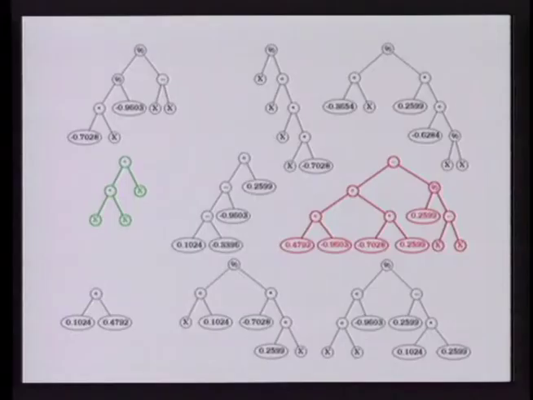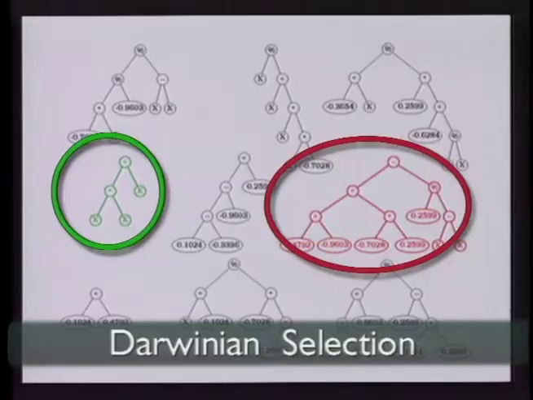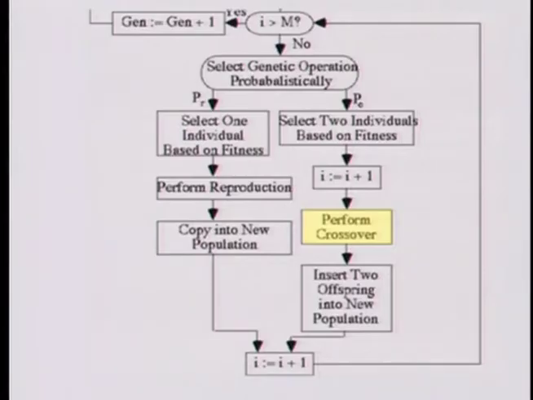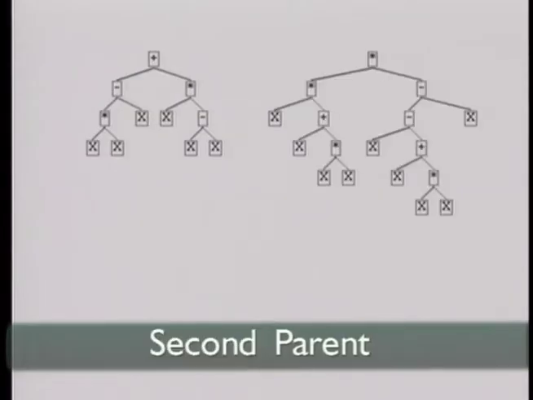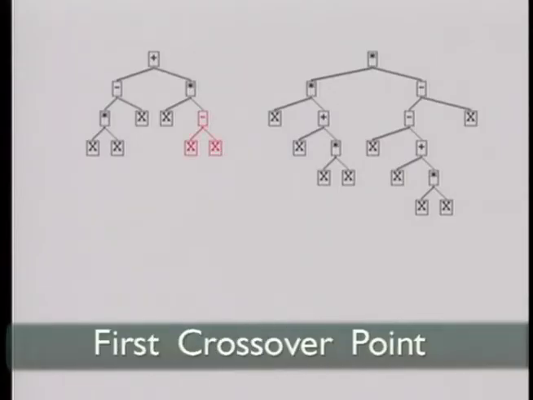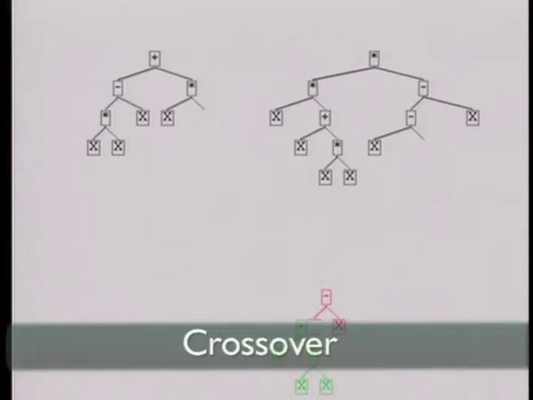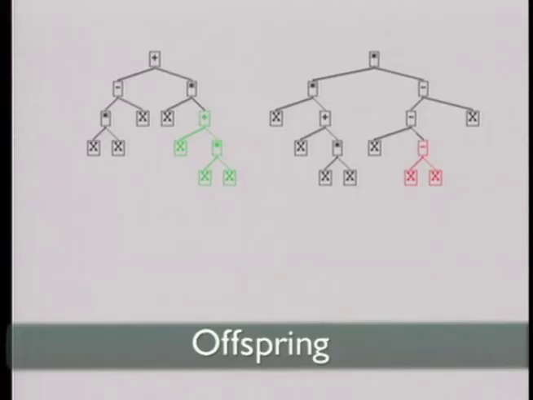In addition, a large number of pairs of programs are probabilistically selected from the population in proportion to fitness to participate in the sexual recombination operation, that is, crossover. The parents participating in crossover are usually of different sizes and shapes. A crossover point is randomly selected in the first parent and in the second parent. Then the subtrees below the crossover points are exchanged, thus producing two new offspring computer programs. The offspring are syntactically valid, executable programs, which usually differ from both of their parents in size and shape.